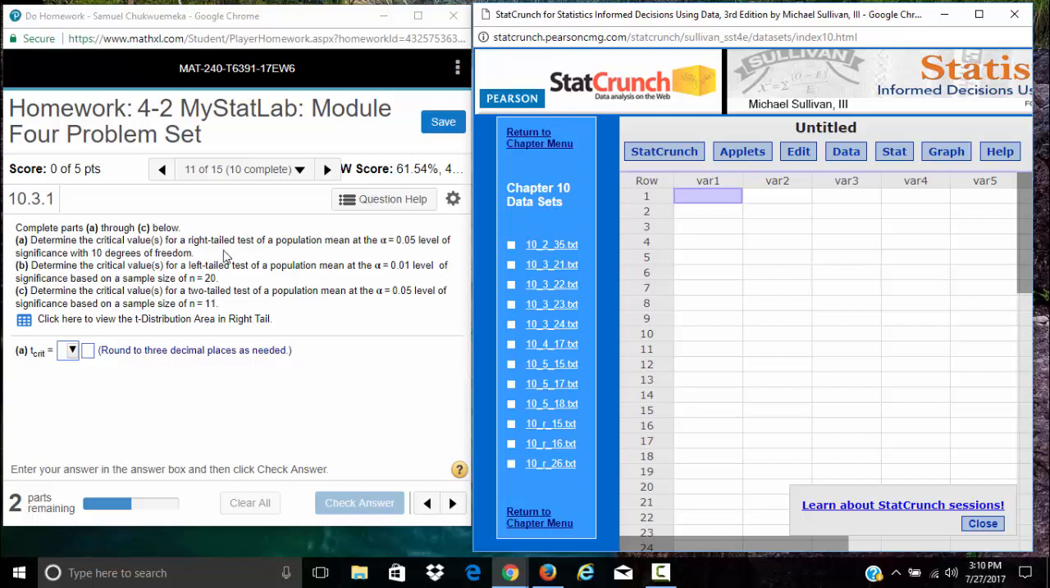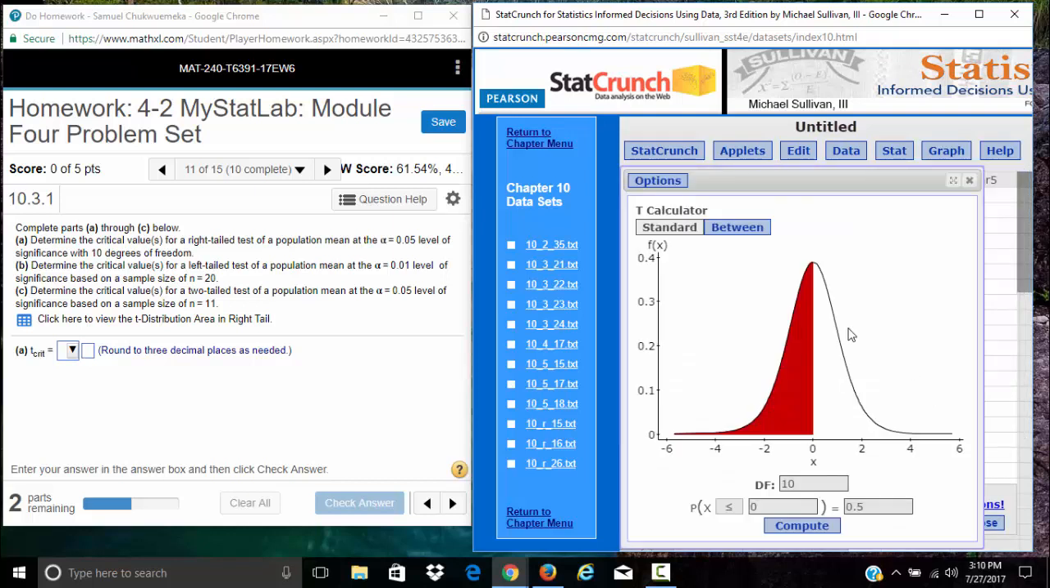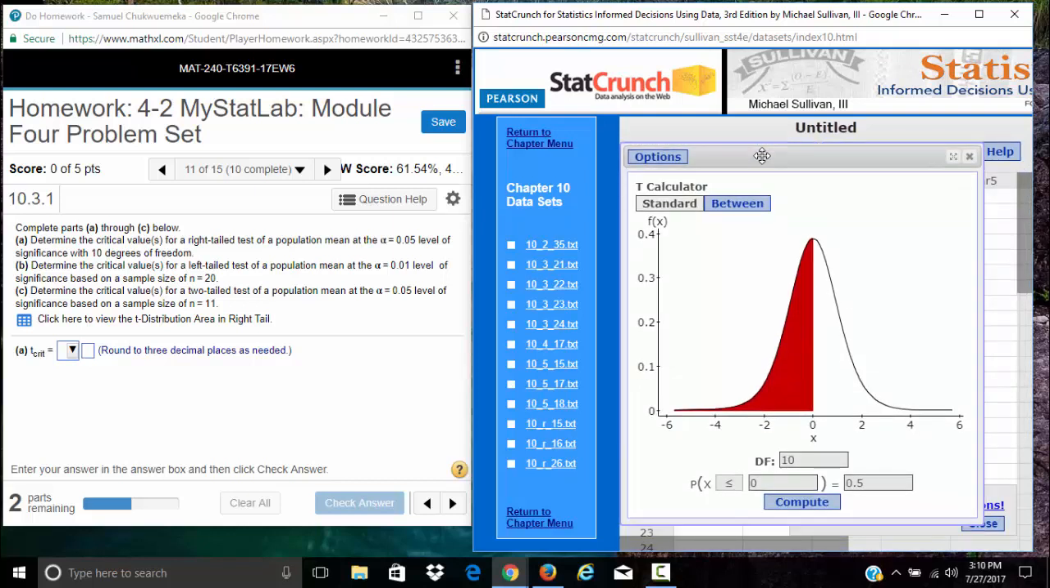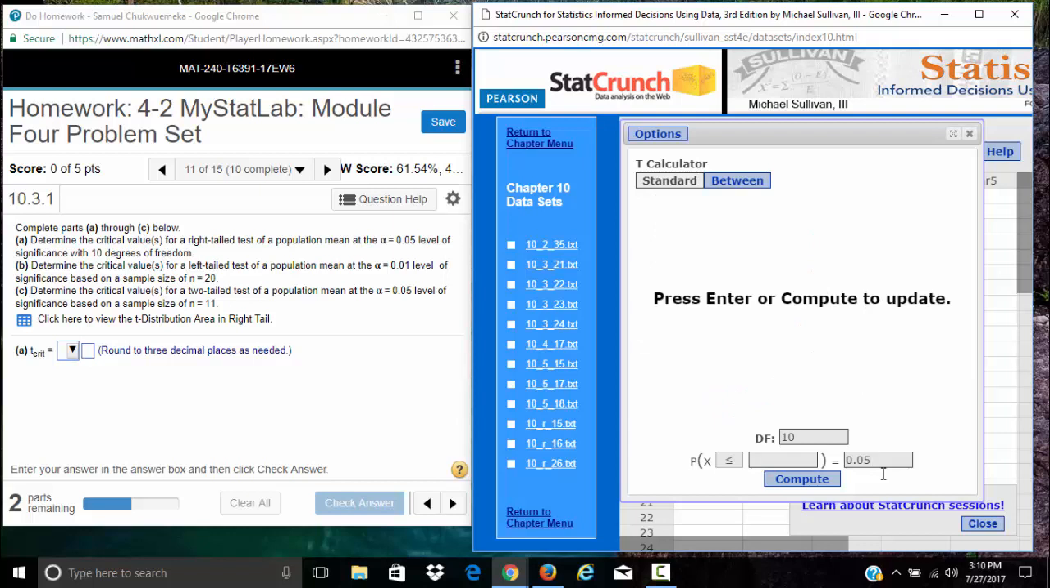The first question, determine the critical t, right-tailed, is going to be right-tailed of the population mean, 5% level of significance, 10 degrees of freedom. Go to Stat, go to Calculators, okay? Not T Stats, but Calculators, and click on T. It's 10 degrees of freedom right here, okay? And this is where you want the 5% level of significance, and this is right-tailed. So 5% is 0.05, okay?